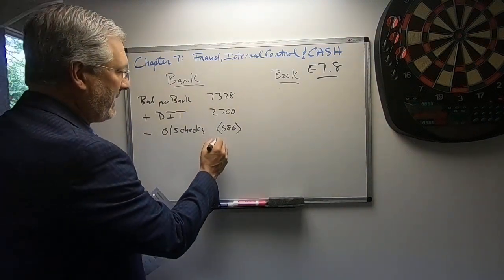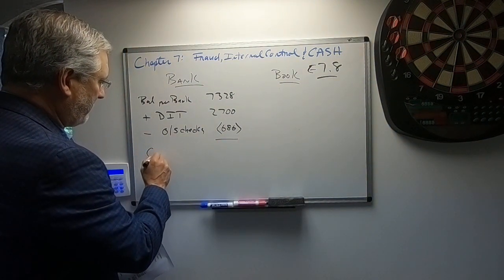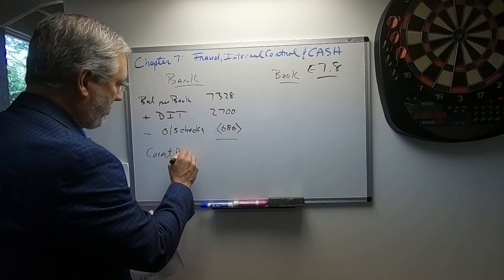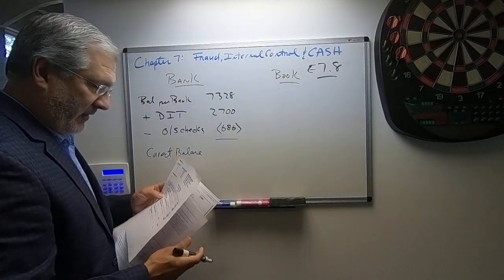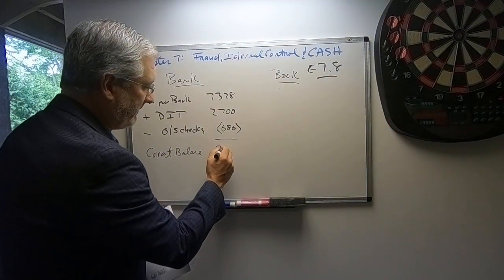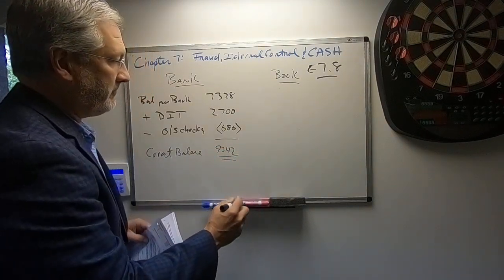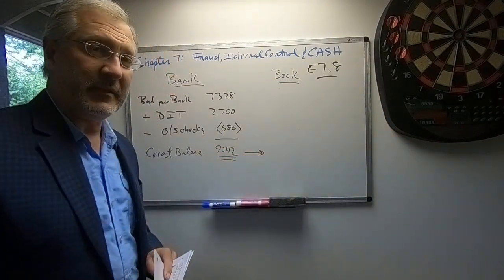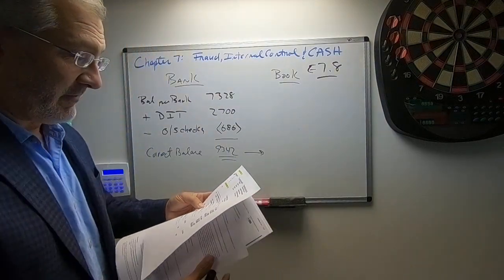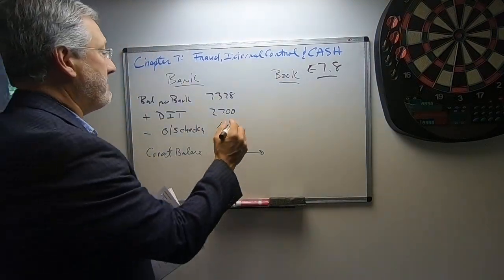And we have a balance. Let's call it the correct balance. And that works out to be $93.42. Now that balance should also agree with this one over here when we're done with the book side of it.